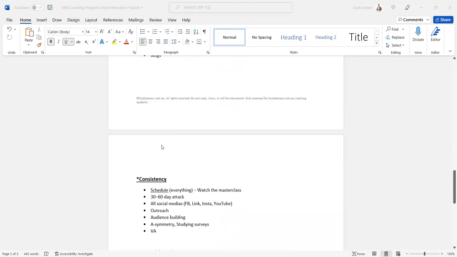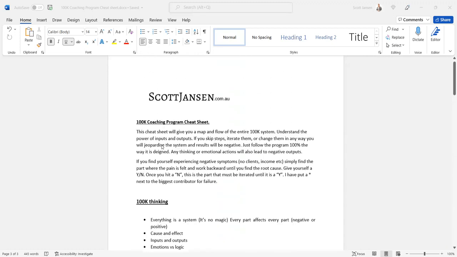So guys, just to recap right here. This cheat sheet will give you a map and flow of the entire 100K system. Understand the power of inputs and outputs, guys. That's all this business is. So if you find an output that's negative, go look for the root cause. Don't make a conclusion. Go hunting for the root cause. Find what it really is. There might even be a couple. Fix up those root causes.